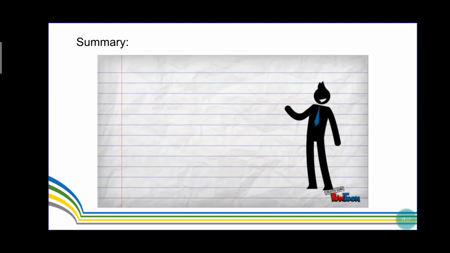So that is the summary of cognitive development by Jean Piaget.